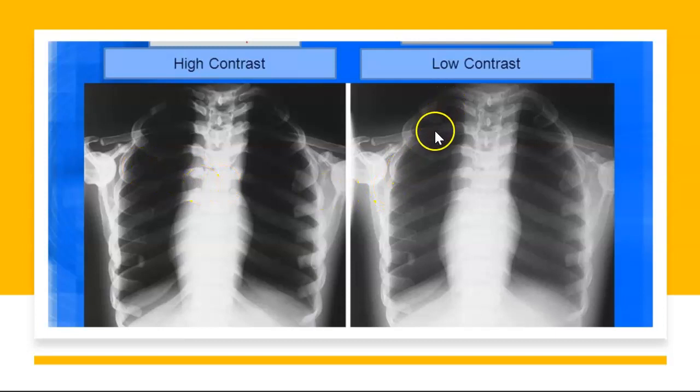So you can see here, I can see the ribs really well. I can see the nodule there really well. Compared to here, it's just black and white. There's no shades of gray. Okay, so with low kVp, you get high contrast, and you're being absorbed here. Here it's hard to see the T-spine through there. This is low contrast and it's giving you lots of shades of gray.